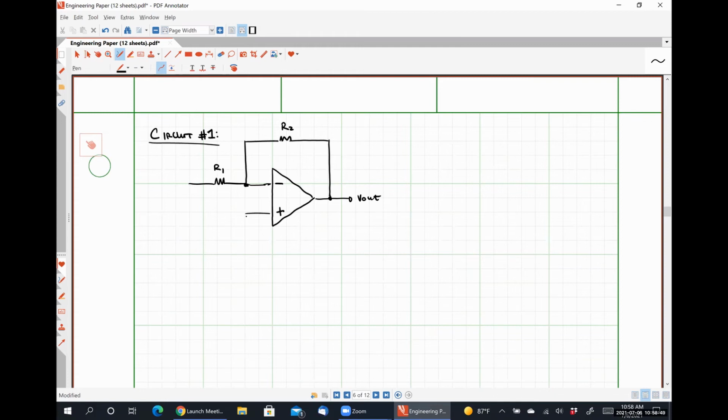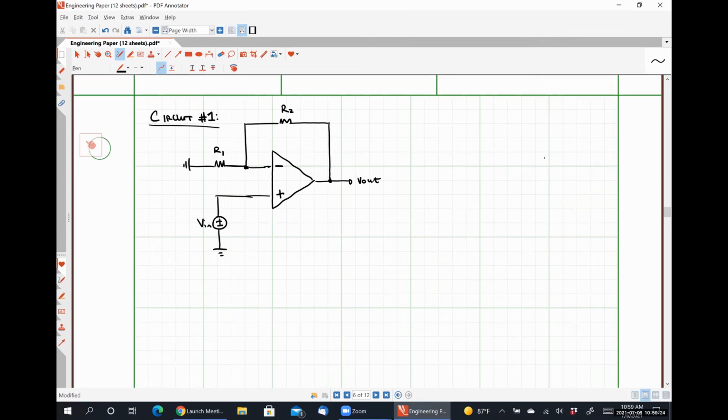And let's call this guy Vn. And then we'll ground this guy here. So our goal is to analyze this circuit and to develop a relationship between V out and Vn. Okay, so we're looking for an input-output relationship for this particular system.